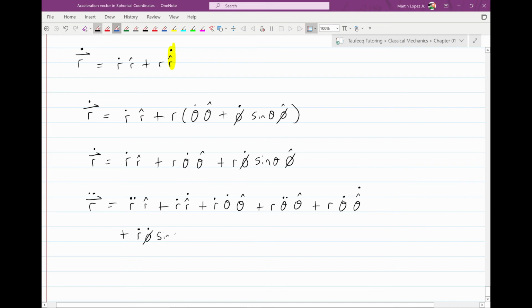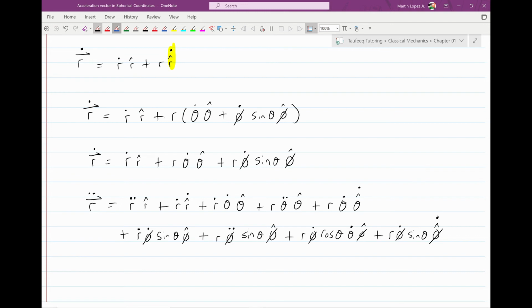Okay. Alright, so we have r dot phi dot sine theta phi hat plus r phi double dot sine theta phi hat plus r phi dot cosine theta theta dot phi hat, ooh, that was close, plus, last one, r phi dot sine theta phi hat dot. Okay, thank God. I'm good. We got through that.